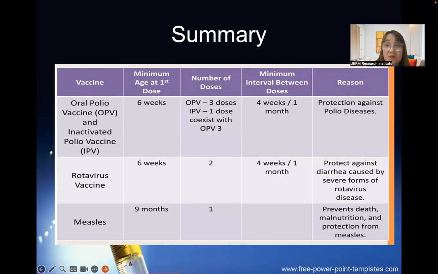So rotavirus vaccine is given at 6 weeks of age. There are 2 doses given a minimum interval of 4 weeks or 1 month between doses. It protects against diarrhea caused by severe forms of rotavirus diseases. Measles is given at 9 months, just 1 dose, and prevents death, malnutrition, and protection from measles.